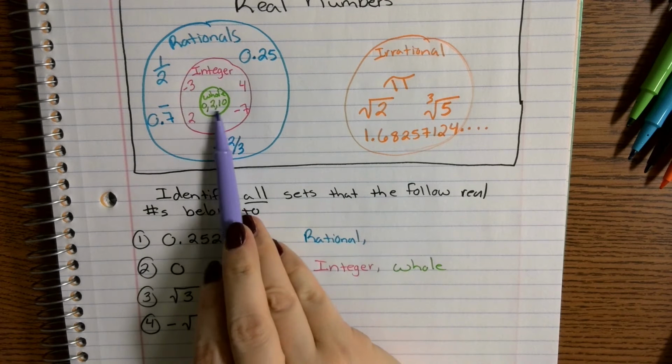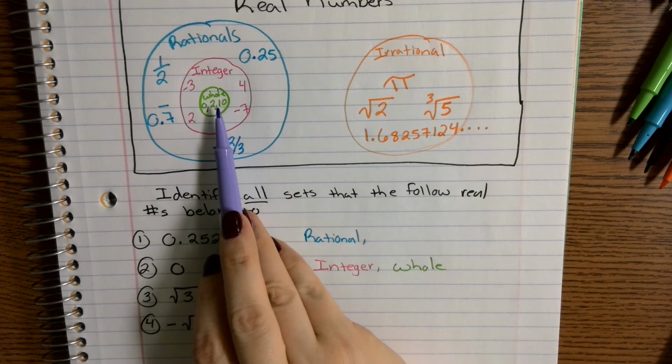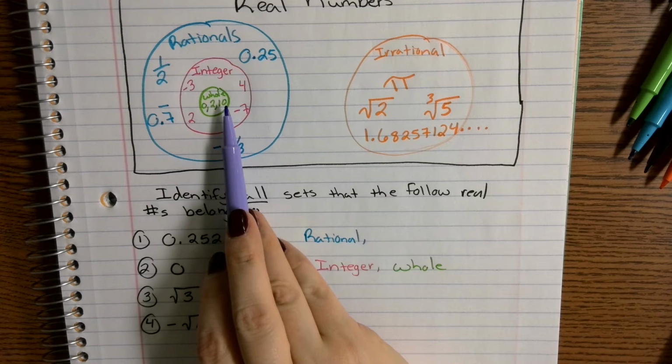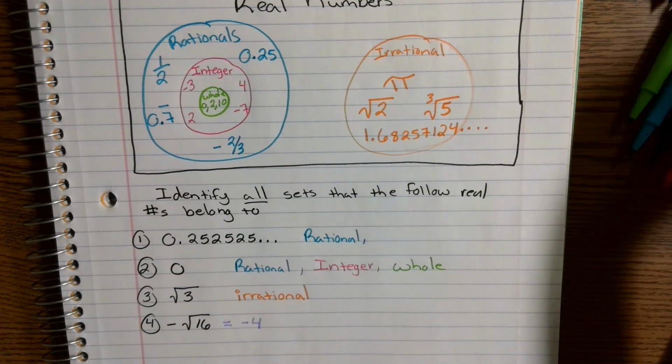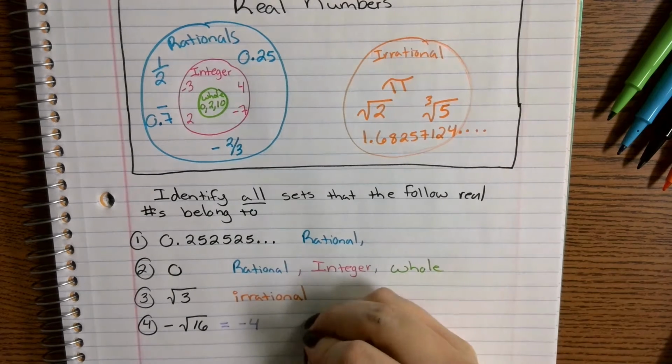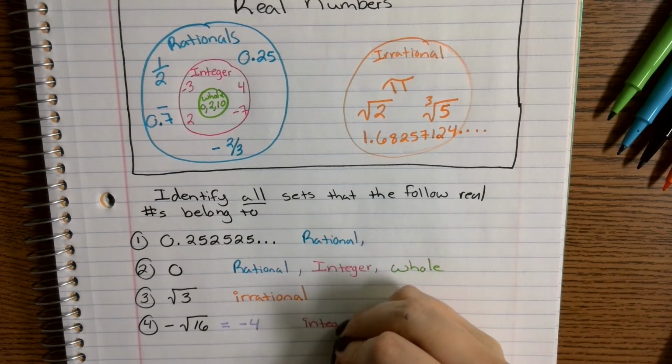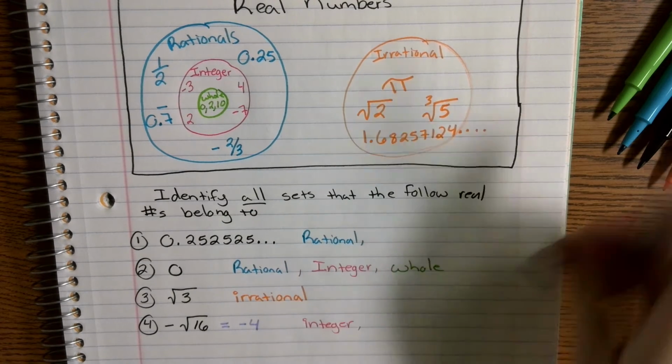Does it fall into whole numbers? No. Whole numbers have to be what? Positive. Does it fall into integers? Yes. So we know it's an integer. And since it's an integer, it's also rational.